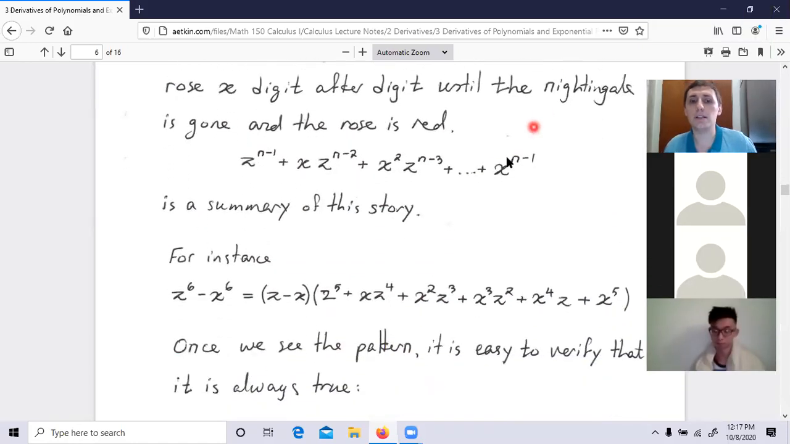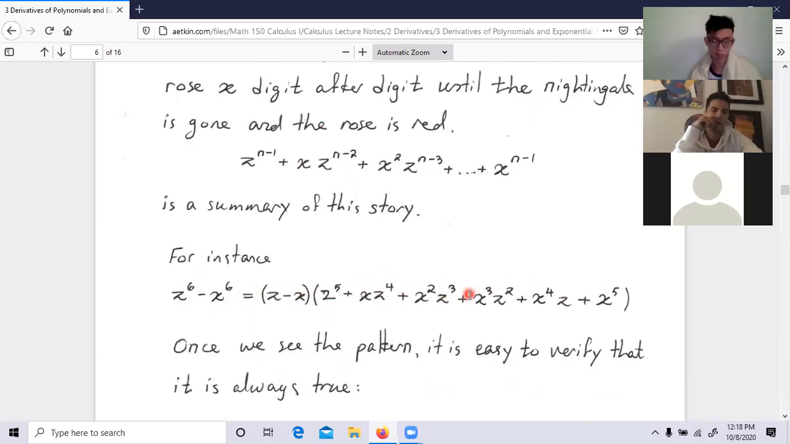All right, so here is an example of how that works. z to the 6 minus x to the 6, for example, can be written as z minus x times (z to the power 5, plus x times z to the 4, plus x squared z cubed, and so on). You see, z is losing the power 1 integer at a time, and that integer is moved over to x.